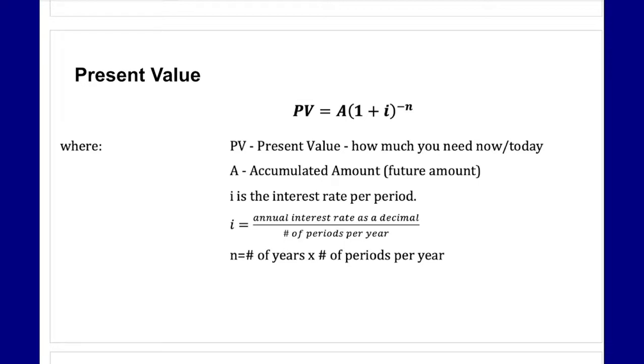So, same values. PV is the present value, how much you need today. A is the accumulated amount, or the future amount, so how much we plan on having. 1 is just part of the equation. I is still the interest rate per period, which we calculate by dividing the annual rate by the number of periods. And it's raised to the power of negative n, which is the number of years times the number of periods per year.